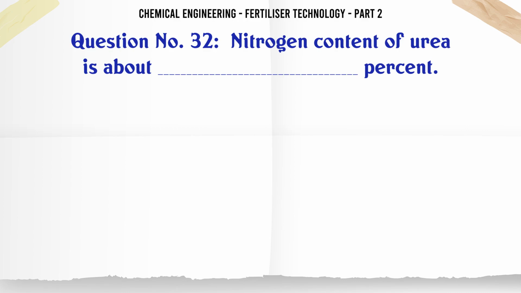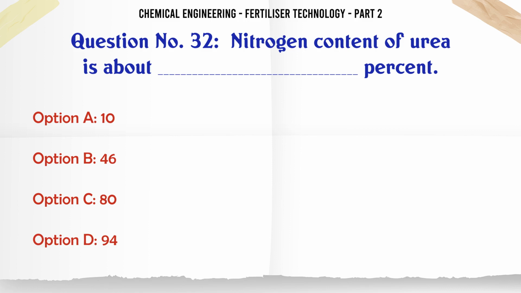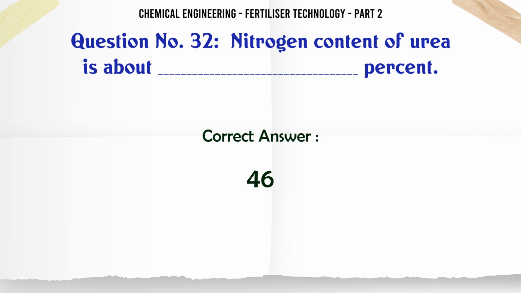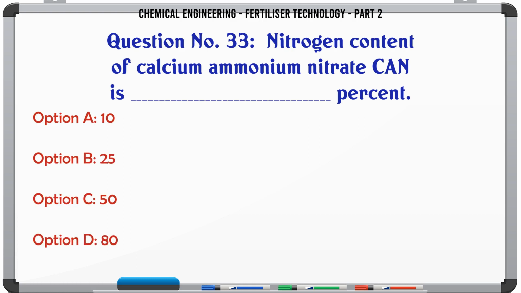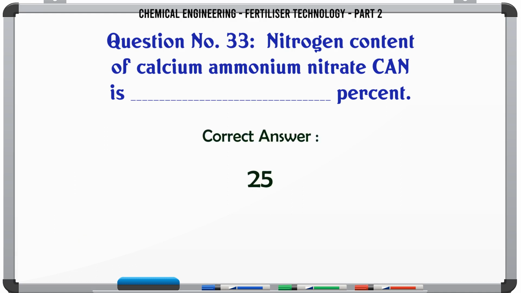Nitrogen content of urea is about percent. A. 10. B. 46. C. 80. D. 94. The correct answer is 46. Nitrogen content of calcium ammonium nitrate, CAN, is percent. A. 10. B. 25. C. 50. D. 80. The correct answer is 25.